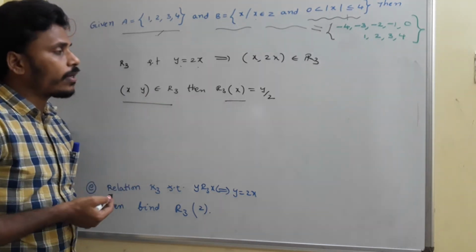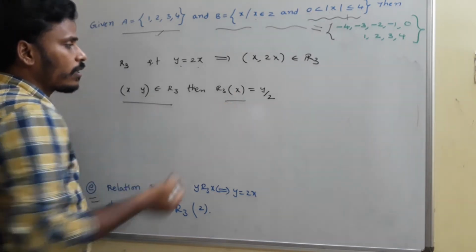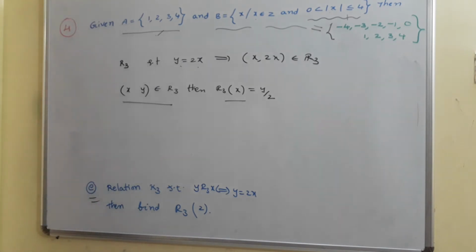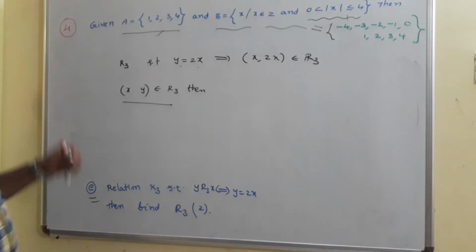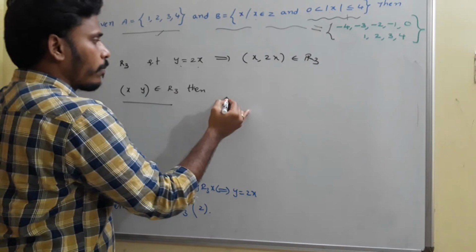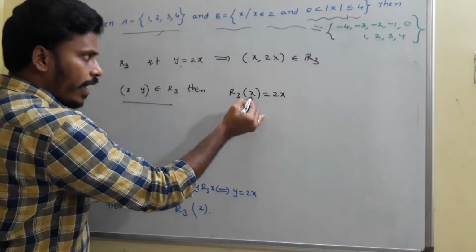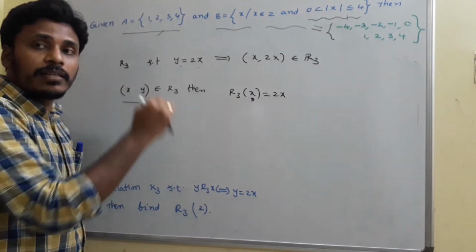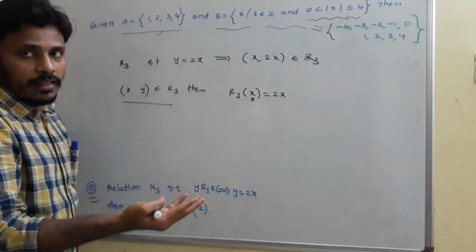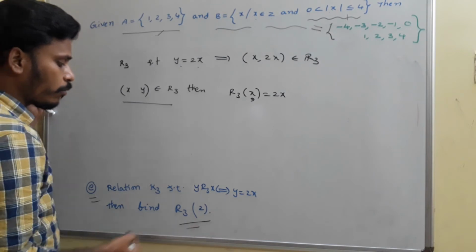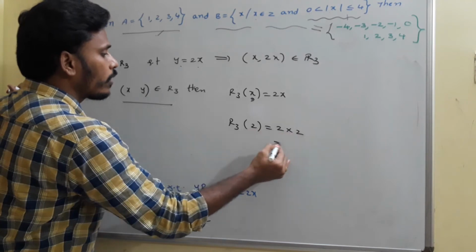R3 of x is equals to what actually here? Just have a look. y is equals to 2x. Okay. And that R3 of x is equals to simply 2x, right? So if x is an element of set A, then we connect that element of set A to 2 times of the x if it is there in set B, or otherwise we don't have that relation. Here the question is about R3 of 2. So R3 of 2 is simply 2 into 2, that is equals to 4.